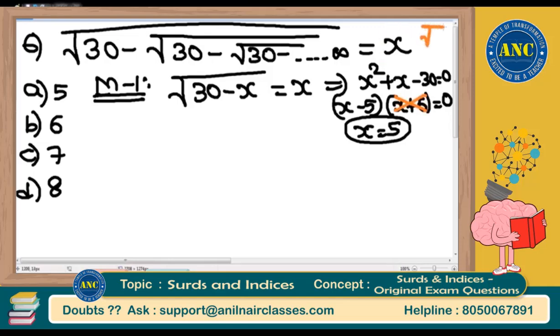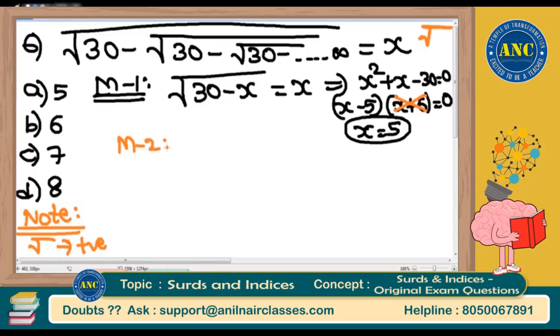Why can x not be a negative value? Square root function will always return a positive value. Please remember this logic, very very important, sir. Very very important note: the square root function will always return a positive value, right? Now that is method 1.